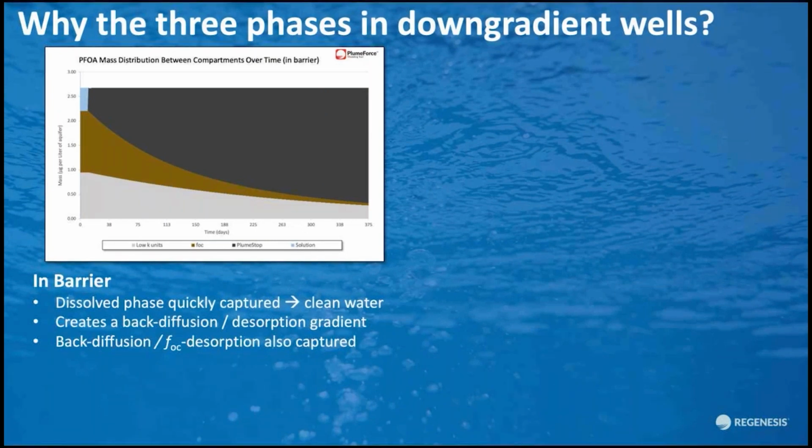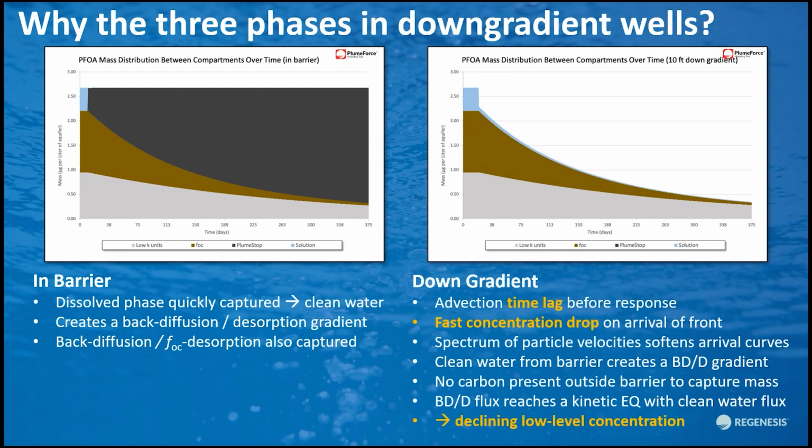Incoming contaminant mass flowing into the barrier from up gradient is being held back by the front section of the barrier, which is absorbing the principal advective barrage. Down gradient of the barrier, there is first a time lag while we wait for the clean water from the newly installed barrier to arrive. We then see a fast concentration drop on arrival of the clean water front, and the spectrum of particle velocities in the different K units of the aquifer softens the arrival curve of this front at a given well. In other words, it's a relatively abrupt decline close up to the barrier, progressively more gradual at increasing distance from the barrier.